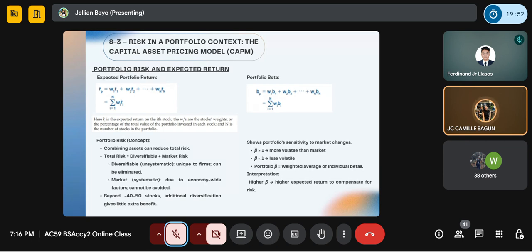As shown in the slide is the formula. This formula tells you the expected return on your portfolio, or the return you anticipate earning from your entire collection of investments. In short, your portfolio's expected return is simply a weighted average of the expected returns of all the individual stocks you own.